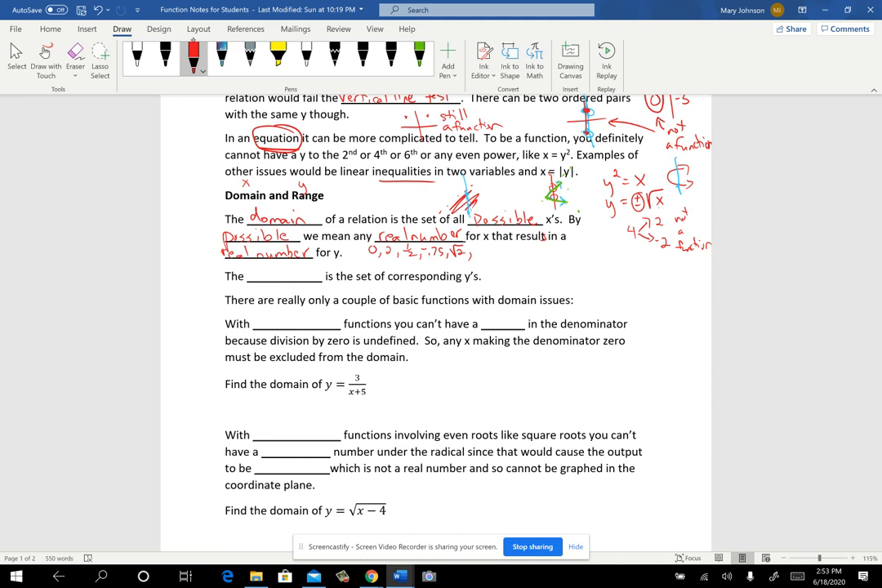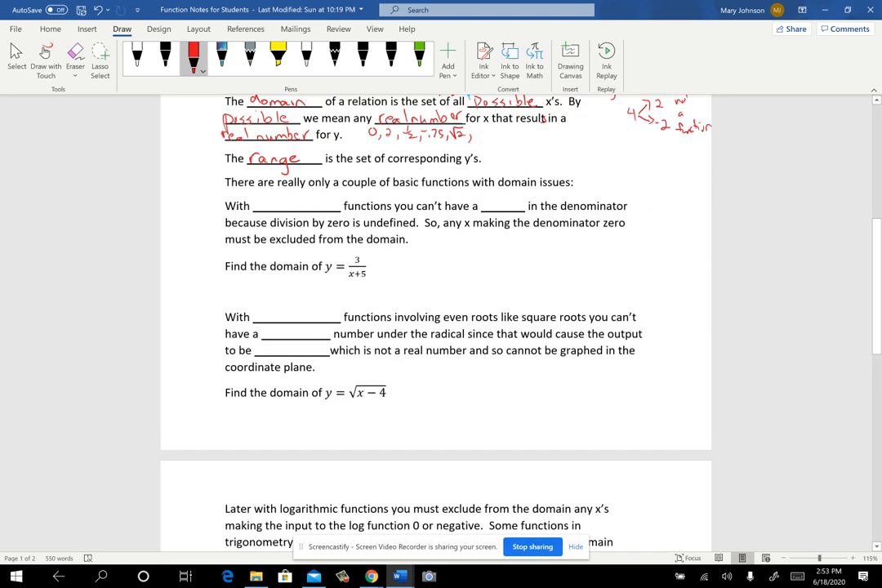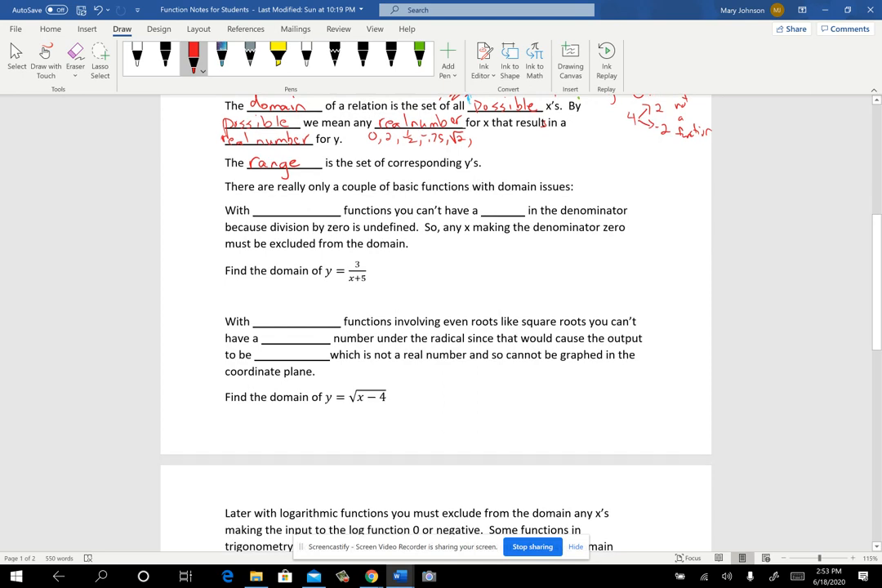All right, and then the range just happens. You take the domain, you use your rule, and you get the y values, and all those y values would be the range. Now, there's only a handful of functions with domain issues. The two that we've experienced in our coursework so far, from like Math 98 to now, would be rational functions like this or radical functions like that. So we're going to look at those two situations.